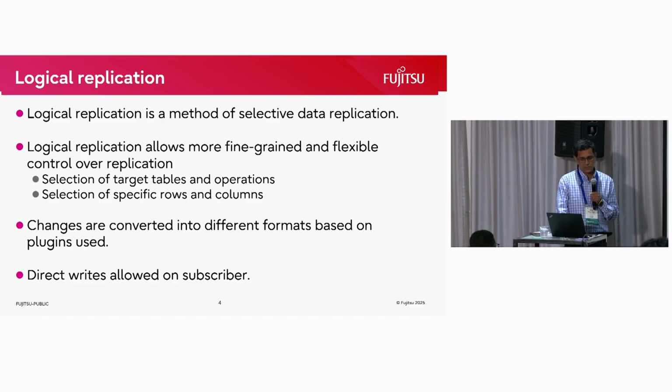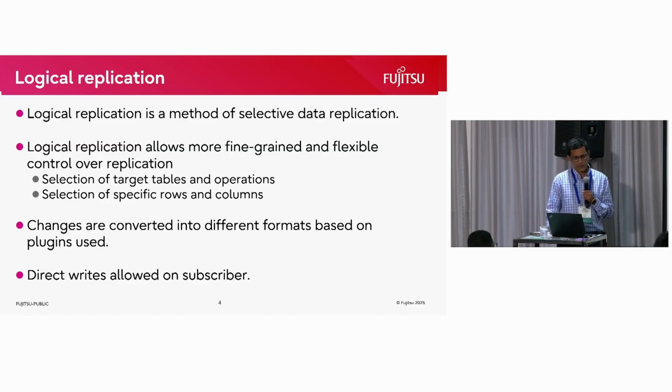Basically, logical replication is a method of selective data replication. If you contrast it with physical replication, the difference is that you have more granularity. You can pick and choose what is replicated. You can pick and choose what tables are replicated. You can pick and choose what operations are replicated, or within a table, which rows are replicated, which columns are replicated, so that you have that option. You can also choose what kind of format you want the changes converted in. You can choose a plugin. The default plugin in Postgres is pgoutput.